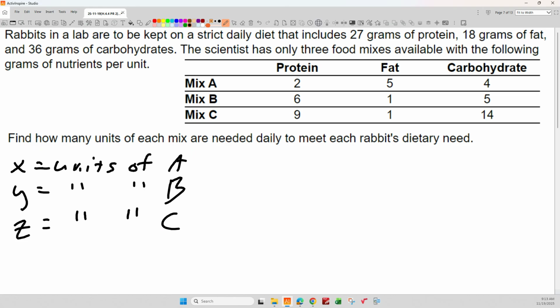All right, so we need some equations here. This time, do we have an X plus Y plus Z equals? We don't, do we? Doesn't tell us how many total units. Anybody have any idea where we're going to get the equations from? Okay, how are you going to use protein here? Okay, so we need a total of 27 grams of protein. How much protein is coming out of mix A? Okay, but I want the total amount of protein that's coming out of all the mix A that we use.